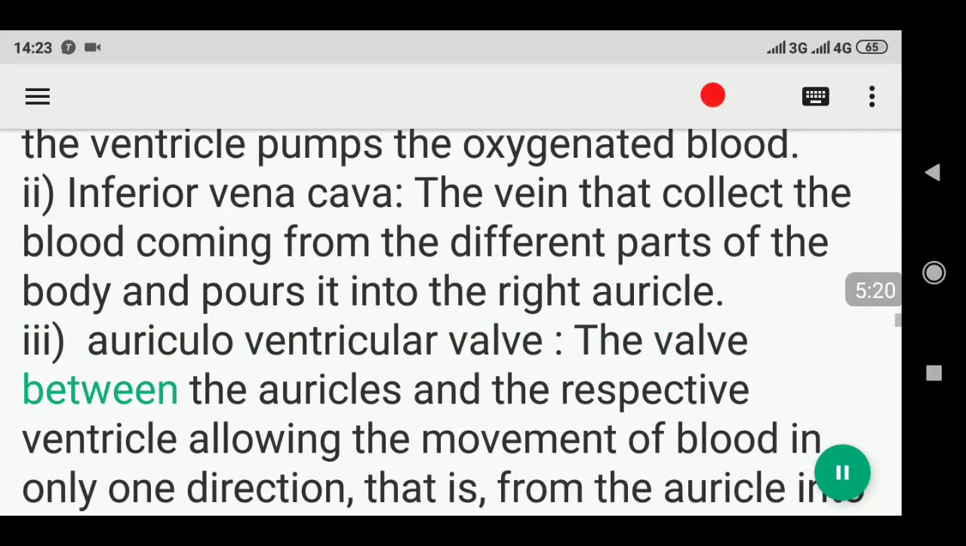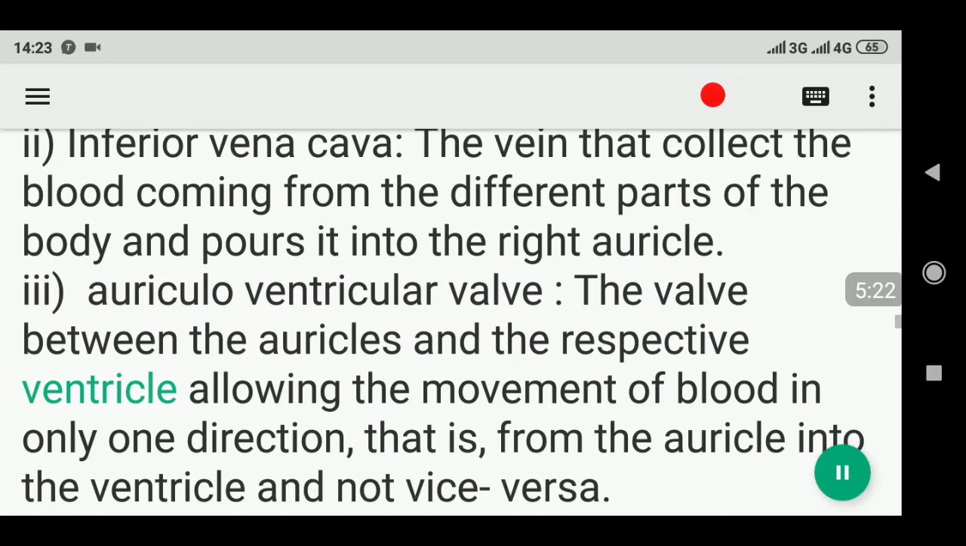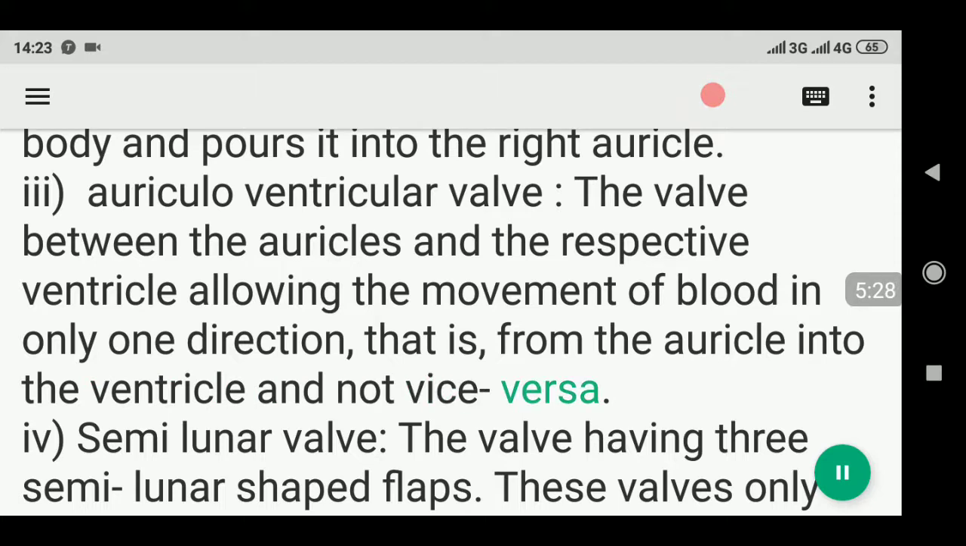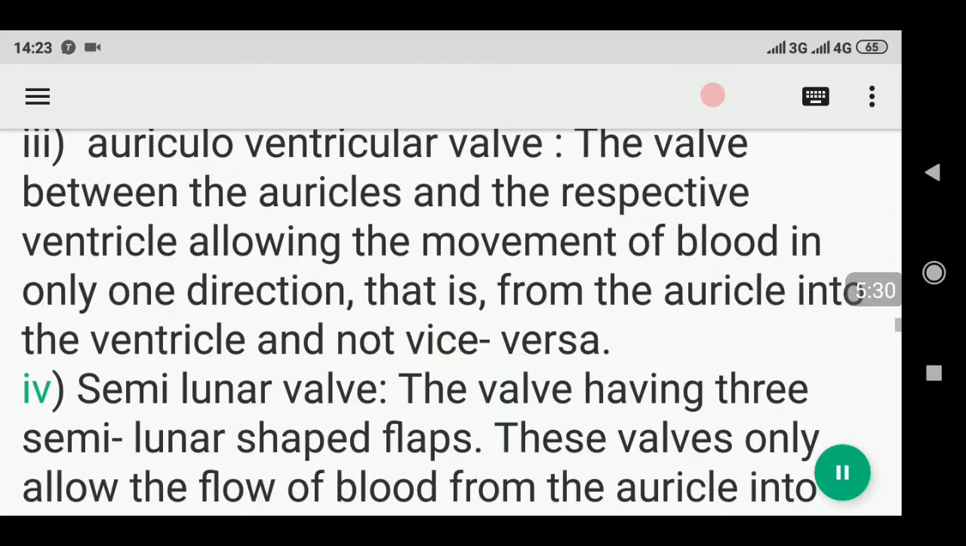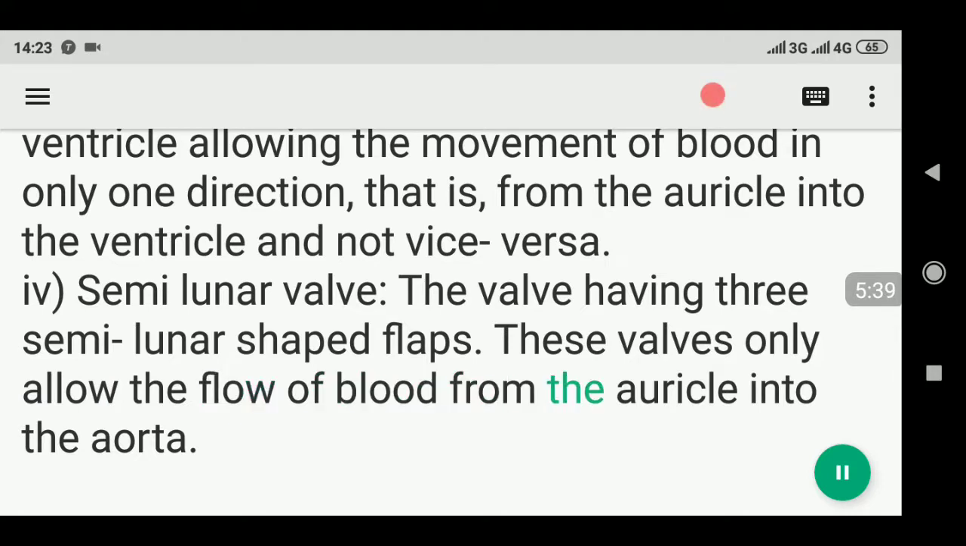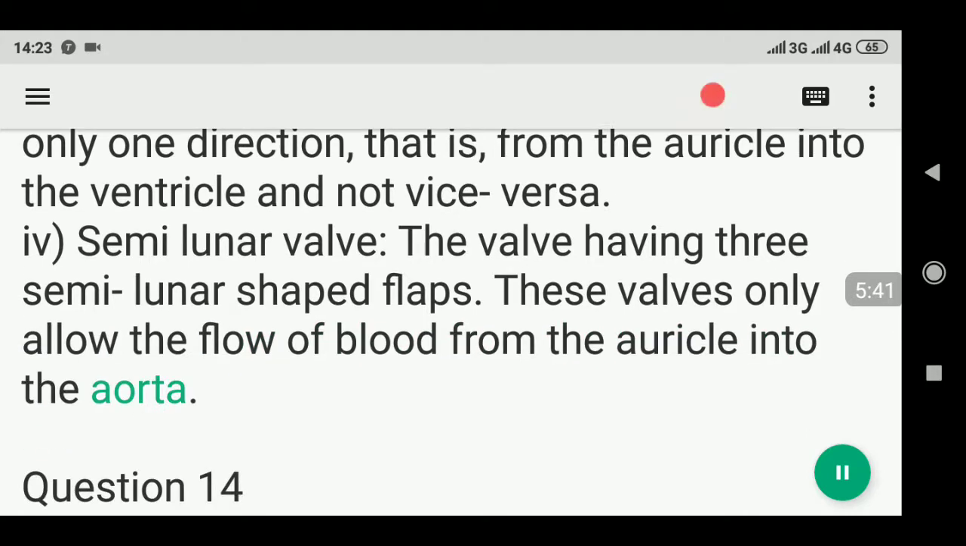Auriculoventricular valve: the valve between the auricles and the respective ventricle, allowing the movement of blood in only one direction, that is, from the auricle into the ventricle and not vice versa. Semilunar valve: the valve having three semilunar shaped flaps. These valves only allow the flow of blood from the ventricle into the aorta.